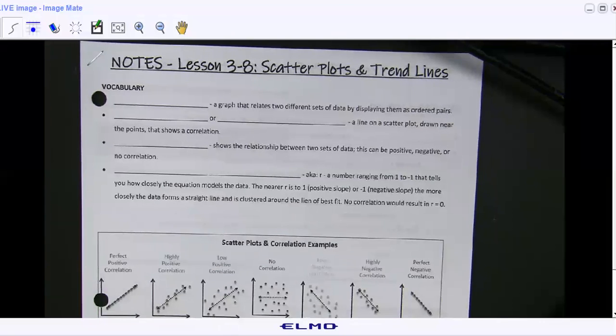Today's lesson is 3-8 scatter plots and trend lines. It's the very last lesson of unit 3, and next week we will be starting unit 4. So the first thing that I want to go over is some of the vocabulary.